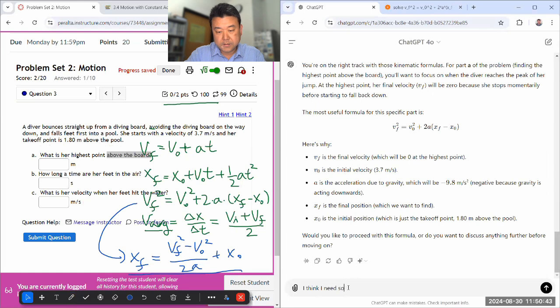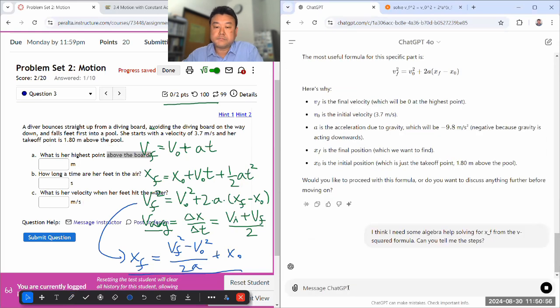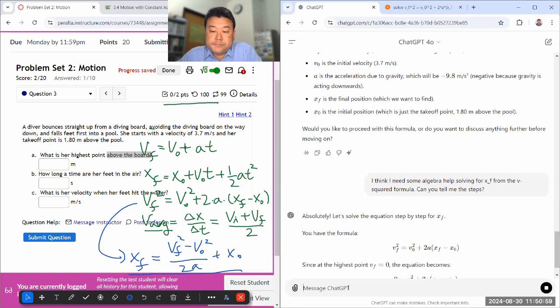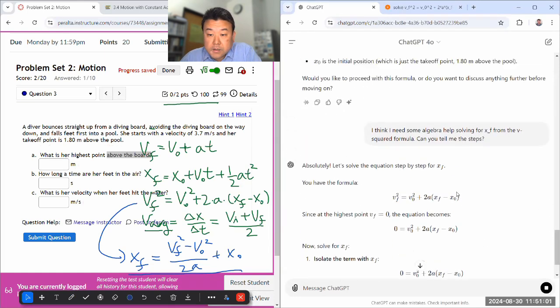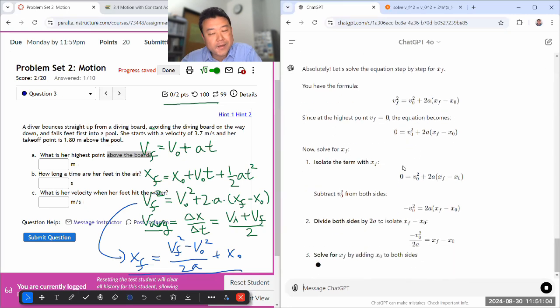I think I need some algebra help solving for x final from the v squared formula. Can you tell me the steps? So it's simplifying it first. That's fine. Now I will tell you that you do want to get into the habit of not plugging in numbers until the very end. But when that number is zero, that often simplifies your equation. Fine, it's fine. Start there. You have to start somewhere.